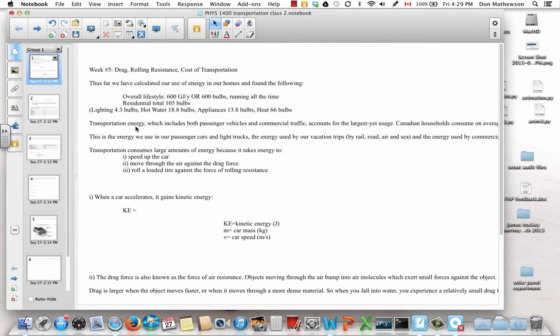In addition to residential energy, transportation energy. Now this is going to include both our passenger transportation in cars and light trucks and also commercial traffic, and that includes airlines and freight via trucks and trains, etc. Now we want to try and gain some insight into why we use so much energy for transportation. It is a total of about 180 gigajoules per year per household of 2.5 people. So that's even more than the residential total. In fact, it's about 30% of our total energy use.